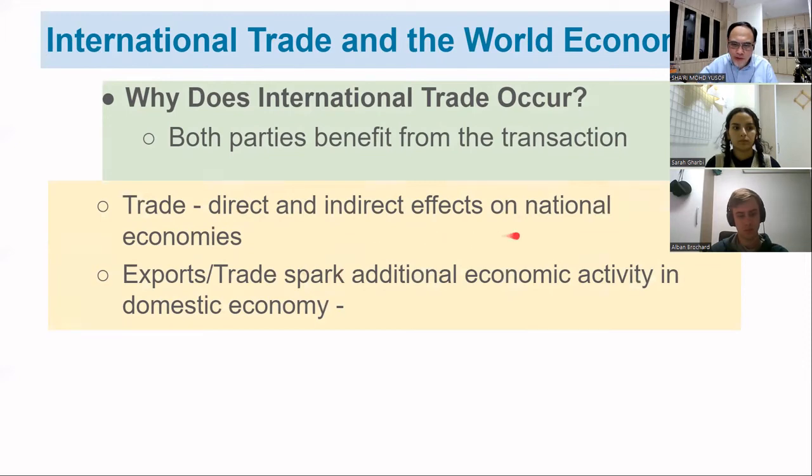Can you think of one or two things that actually affect a national economy when doing business with another country? For example, Malaysia has trade with France. What does it bring? For example, Malaysia buys some products. What's the effect on Malaysia, or the effect on France, for example? What happens? Alban, just one or two.